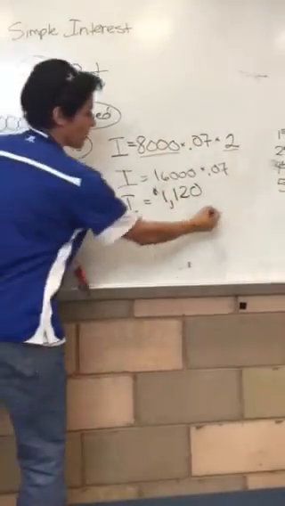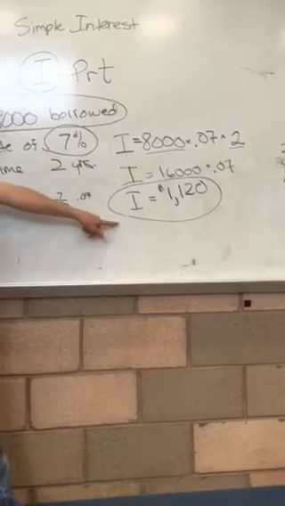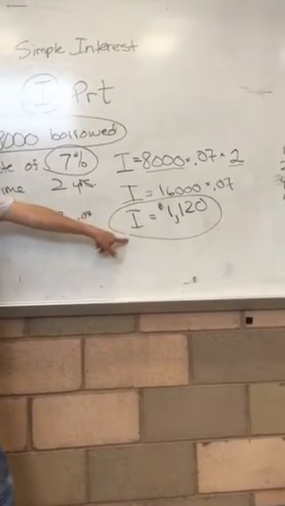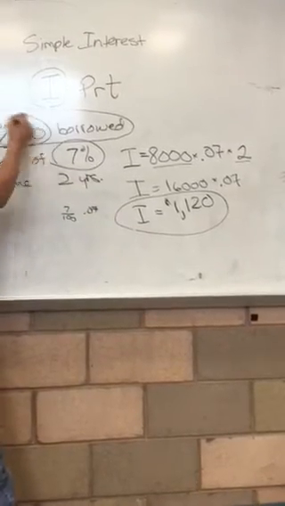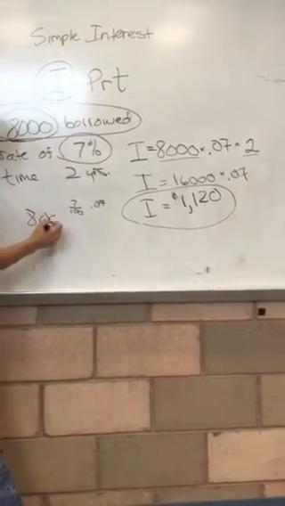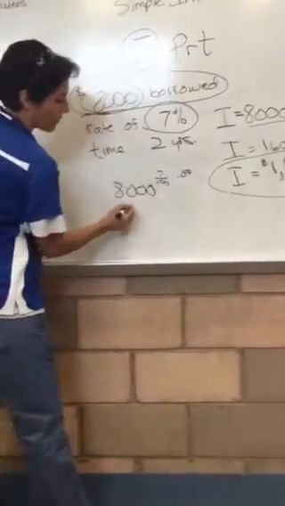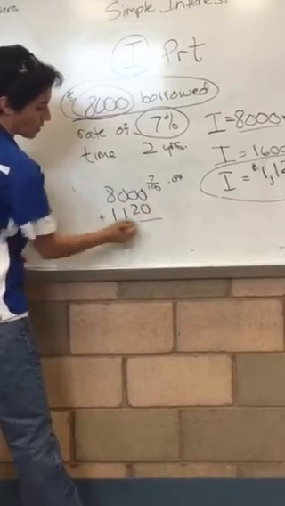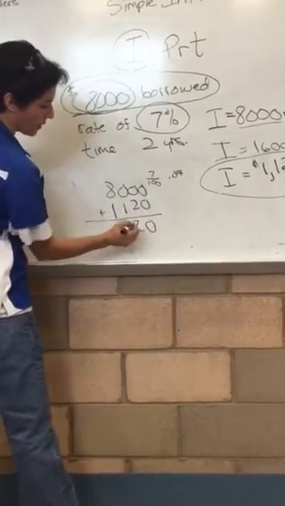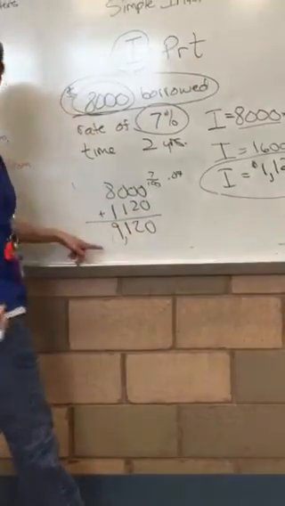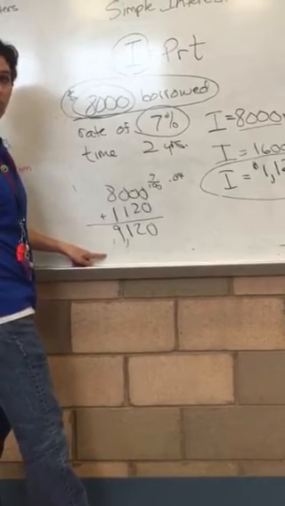What this means is my interest for borrowing money from George is $1,120. I still have to pay him back his $8,000, but I also have to give him the fee, the interest, for borrowing money from him. So now I will have to pay him back a total of $9,120.